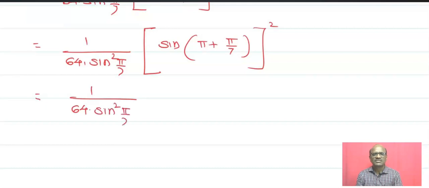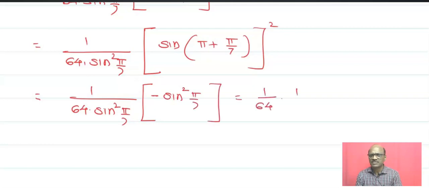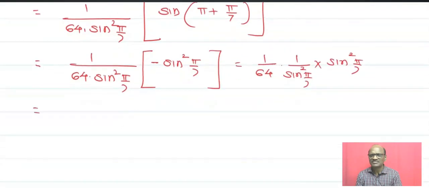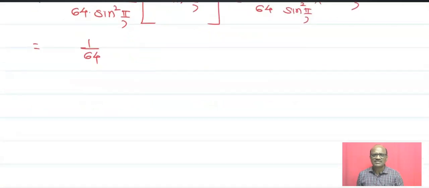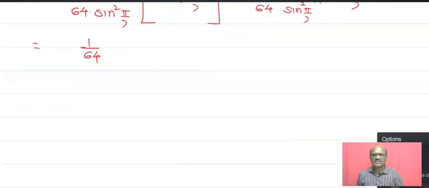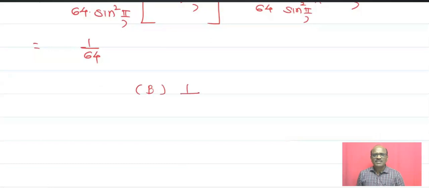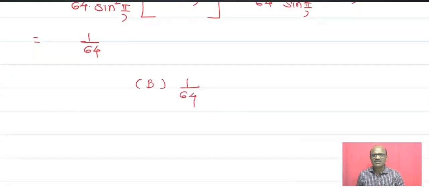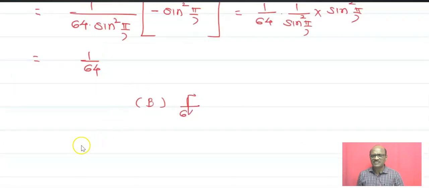1 upon 64 into the bracket sine square pi by 7 minus sine square pi by 7, bracket square. That is a bracket square. Its minus sign must be plus, and therefore you will get 1 upon 64. Therefore the option B is the correct one. Here must be the plus sign there.